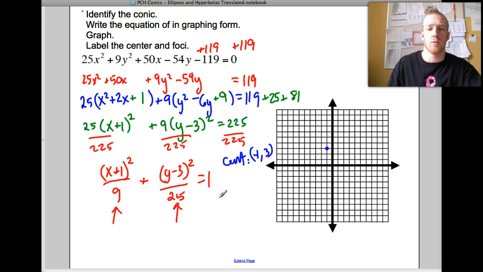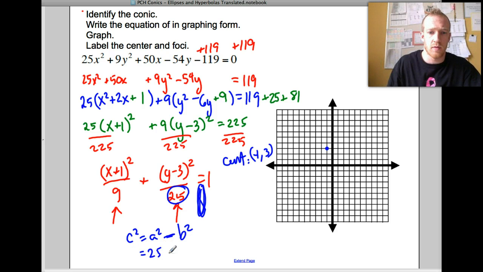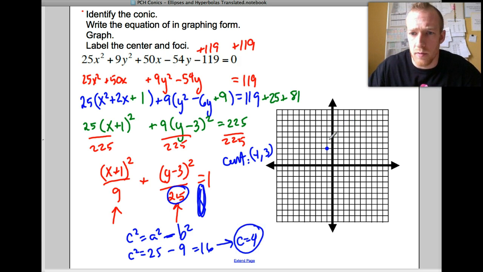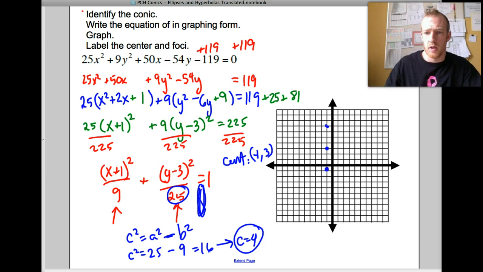And then the foci we need to find, which satisfy this relationship: c squared equals a squared minus b squared. Now since this is bigger, it's going to be a vertical ellipse. And this is going to equal 25 minus 9 is our c squared, so that equals 16, so c equals 4. So our foci are 4 units up and 4 units down.